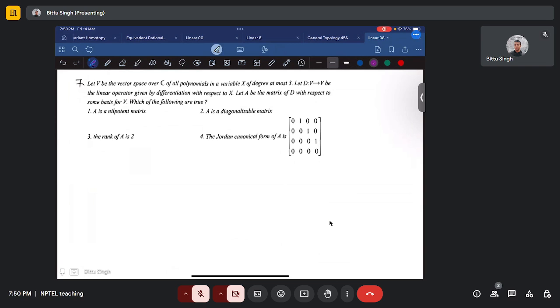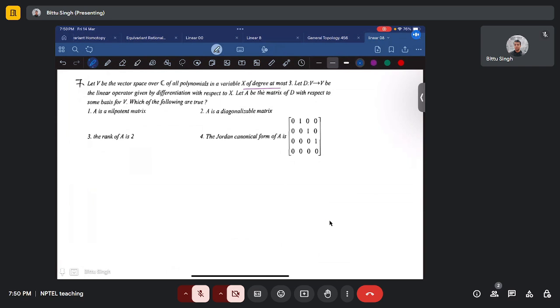Okay, let us see question number 7. Here D is the differential operator, that is D will differentiate any given polynomial. And the vector space is polynomials of degree at most 3. So the question is which of the following are correct?